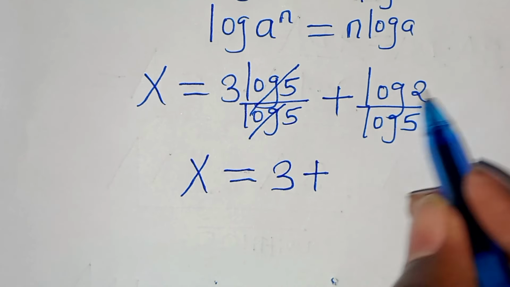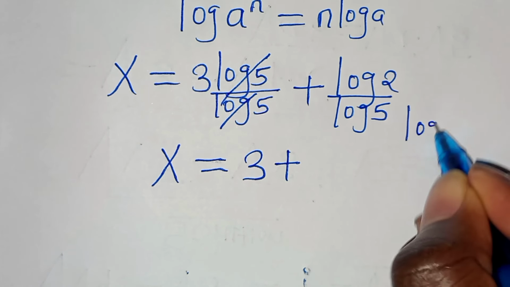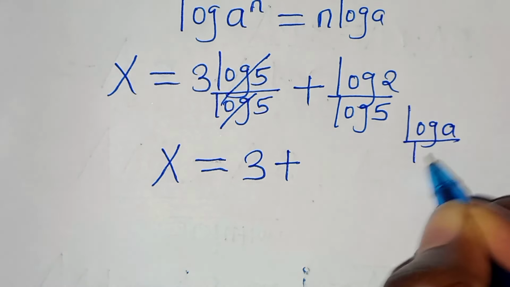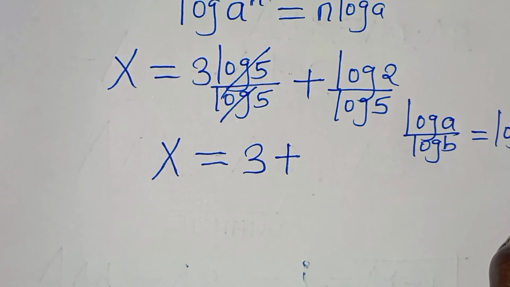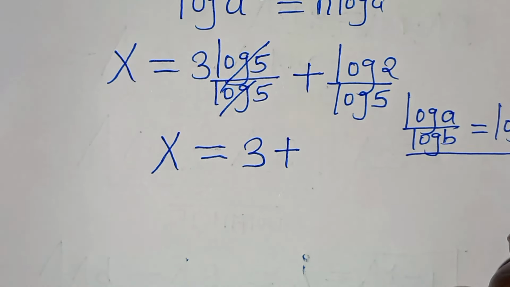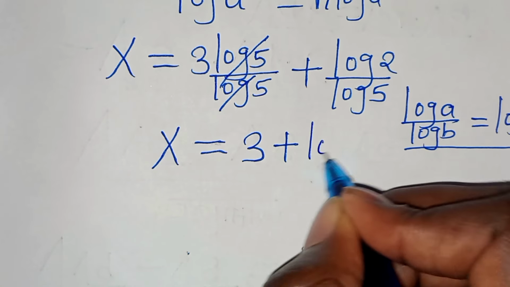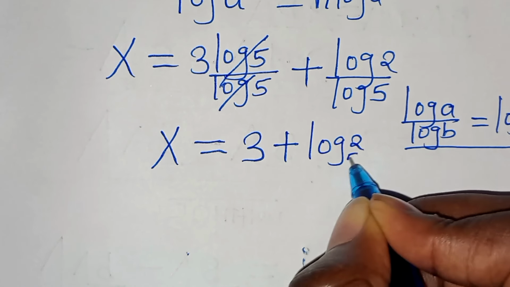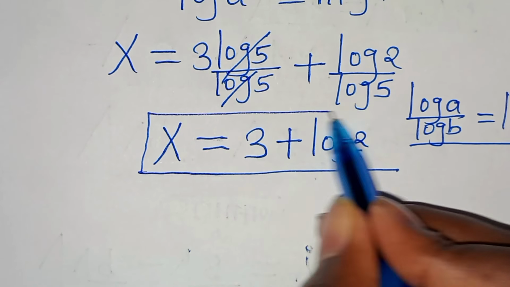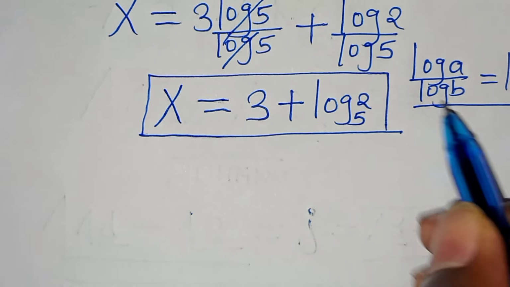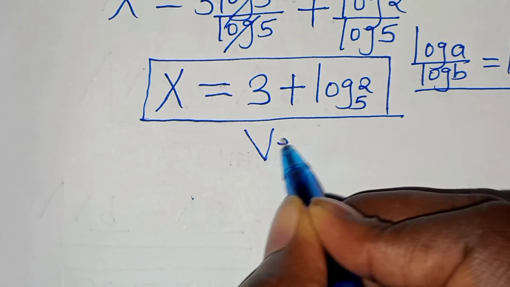log 2 divided by log 5, which is in the form of log a divided by log b, and this can be expressed as log a to base b. So applying this logarithm property, we have x equal to 3 plus log 2 to base 5. So this is the value of x. The next step from here is to verify that this value of x satisfies the equation. So let's verify from here.